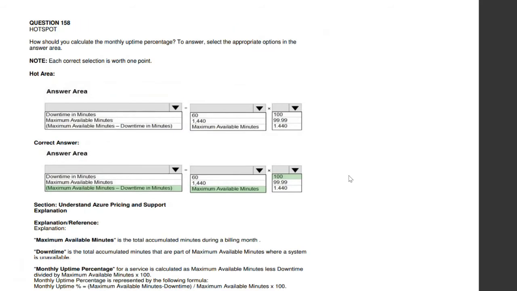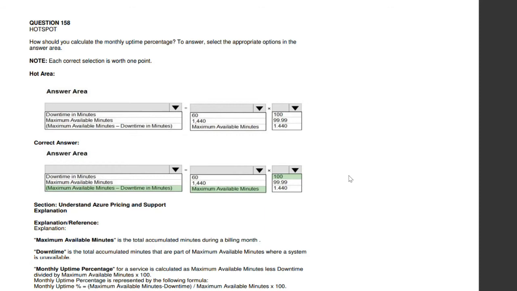So moving to the 158th question over here. How should you calculate the monthly uptime percentage? To answer, select the appropriate options in the answer area. Note each correct selection is worth 1 point. So the answer over here is the maximum available minutes minus downtime in minutes, divided by maximum available minutes, multiplied by 100. This is the formula which you need to use. The maximum available minutes is the total accumulated minutes during the billing month, and downtime is the total accumulated minutes that are part of the maximum available minutes where the system is unavailable.